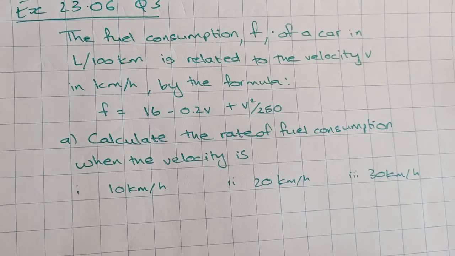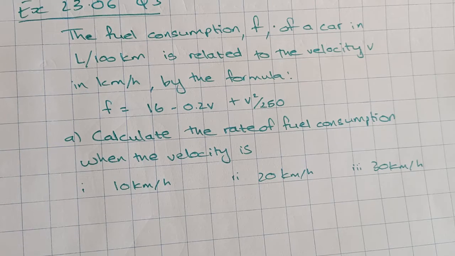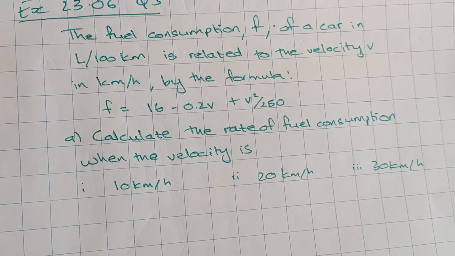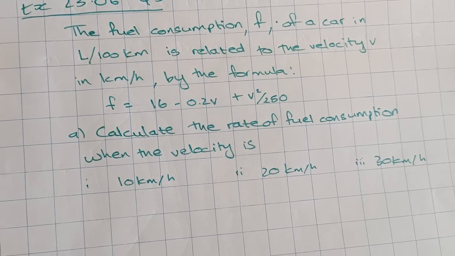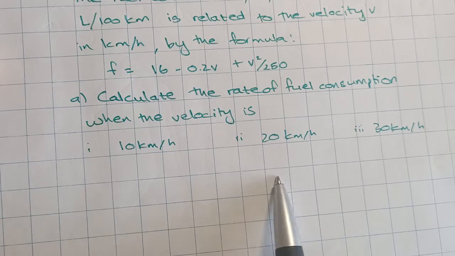The fuel consumption of a car in liters per 100 kilometers is related to the velocity v in kilometers per hour by the formula F equals 16 minus 0.2v plus v squared over 250. Calculate the rate of fuel consumption when the velocity is 10, 20, and 30.